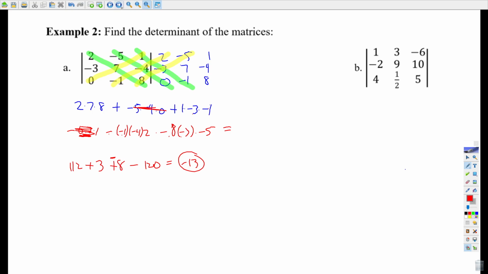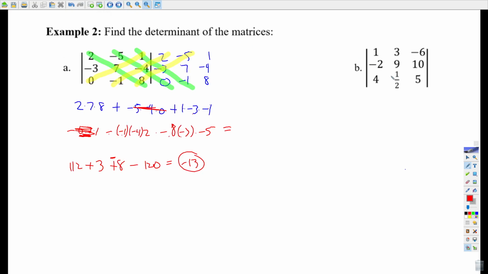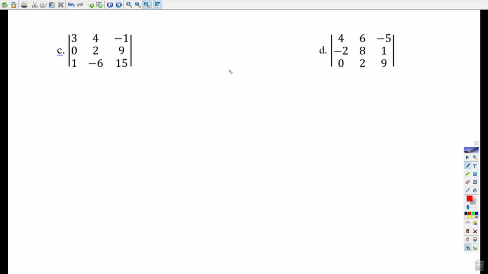I will do one more. There's one with a fraction. That's not really that bad, so I'm not going to do that one. You guys can do that one. Let me move on to part C.